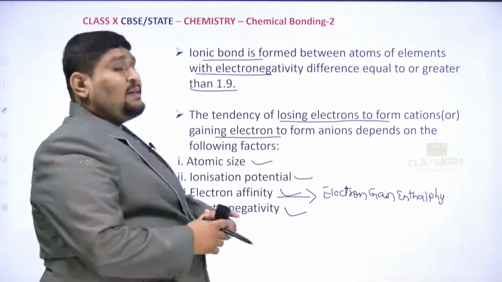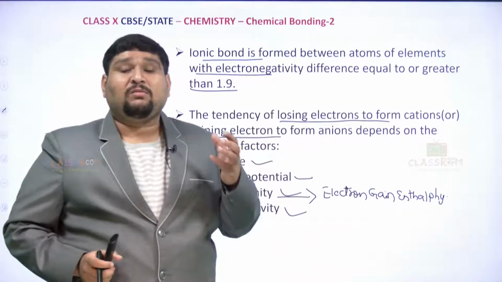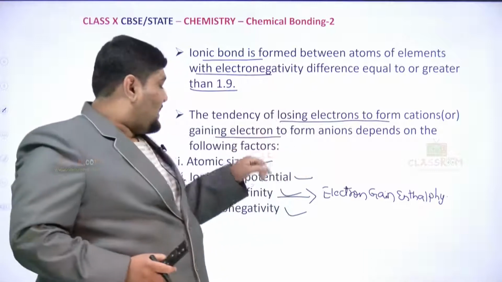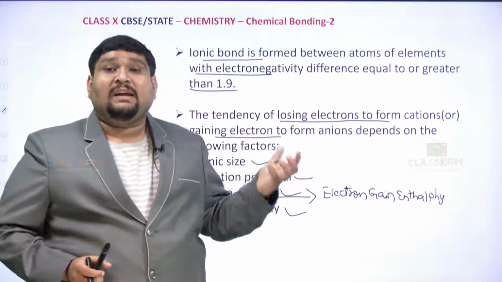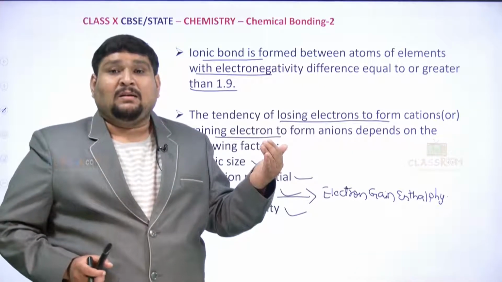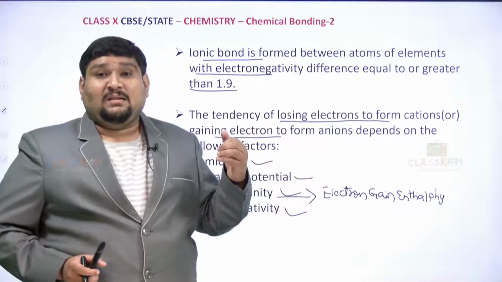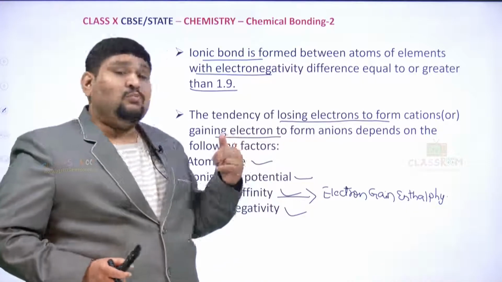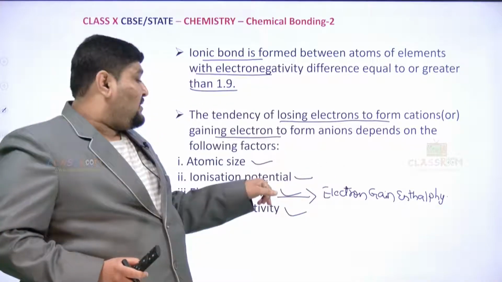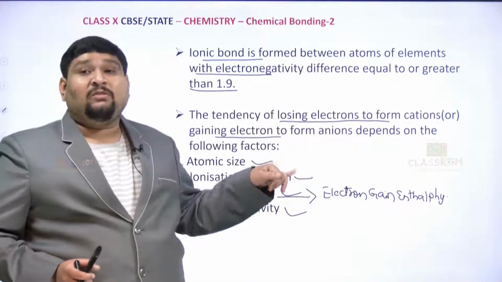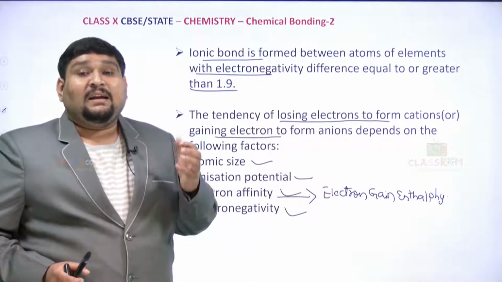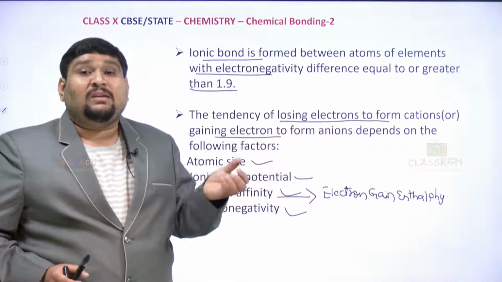This electron gain enthalpy is nothing but the minimum amount of energy which is given out or liberated when an electron is added. In the case of ionization potential, or ionization energy, energy is required to remove an electron. Whereas in the case of electron affinity, which we call electron gain enthalpy, we find energy is liberated or given out when an electron is added.